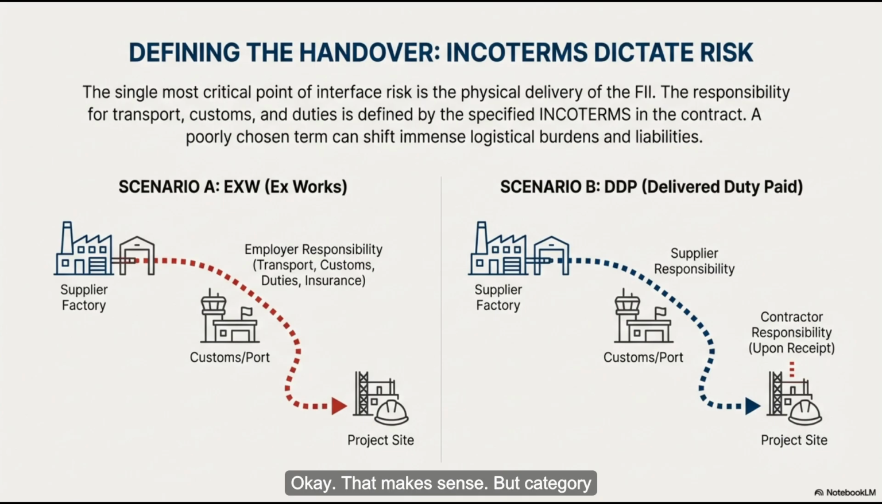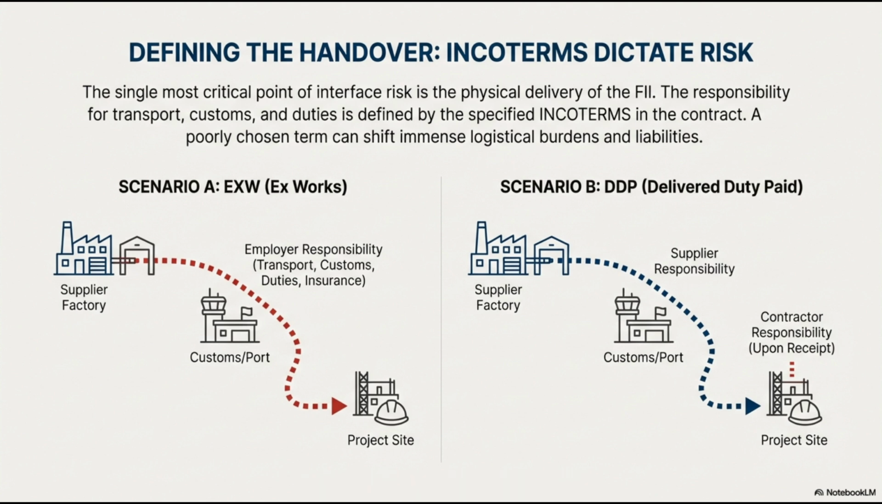Okay, that makes sense. But category 3 was the one that really threw me. Services. Yes. This is the one people often forget. How can you free issue a service? Isn't the whole point of a contractor that they provide the services? Well, the lines get a bit blurry here. The text gives a great example. Site security for OBL.